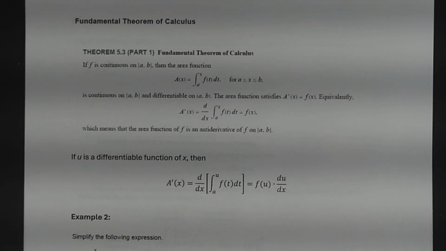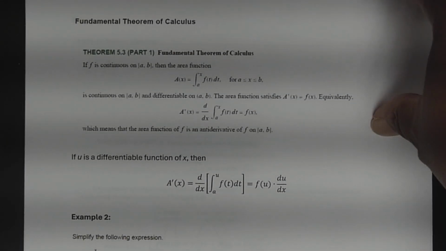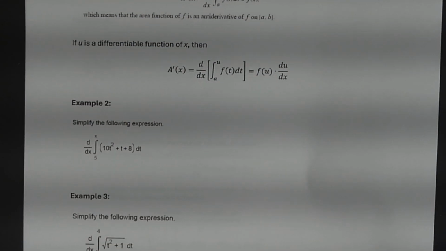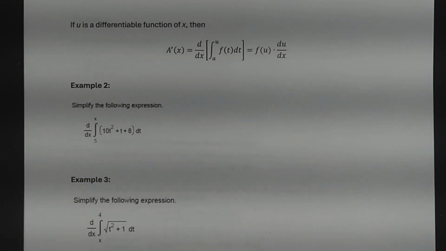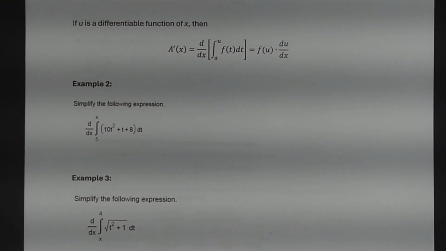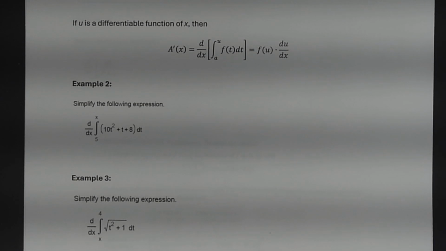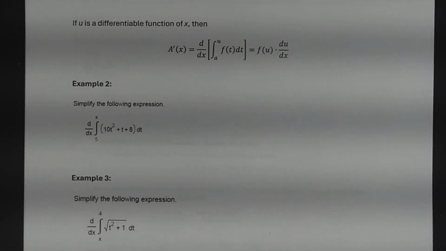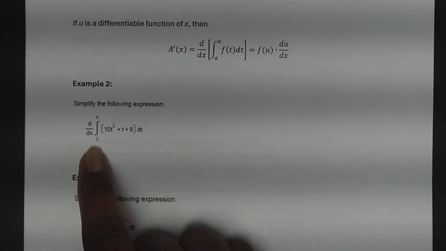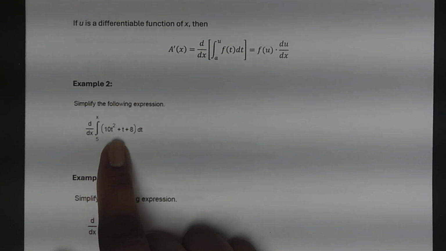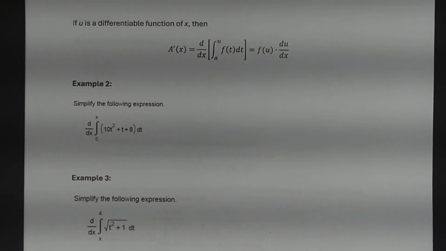And I do have an example of that you'll see shortly. All right, but let's look at example 2 and 3. Starting with example 2, let's say I want to simplify this expression, the derivative with respect to x of the integral from 5 to x of 10x squared plus t plus 8 dt.